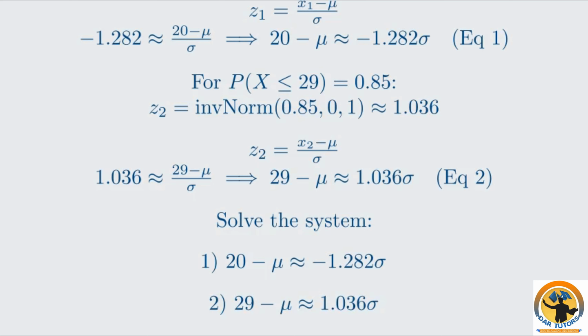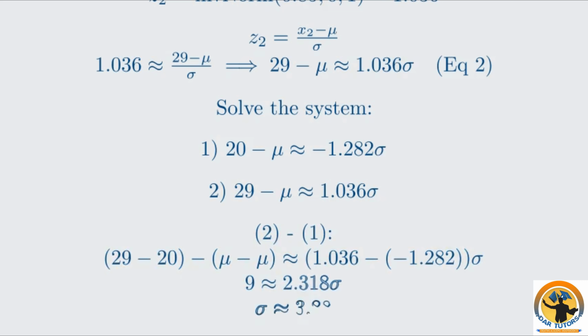Subtracting equation 1 from equation 2 is a good strategy. 29 minus 20 is 9. Negative mu minus negative mu is 0. 1.036 sigma minus negative 1.282 sigma is 2.318 sigma. So 9 is approximately equal to 2.318 sigma. Solving for sigma gives us approximately 3.8.